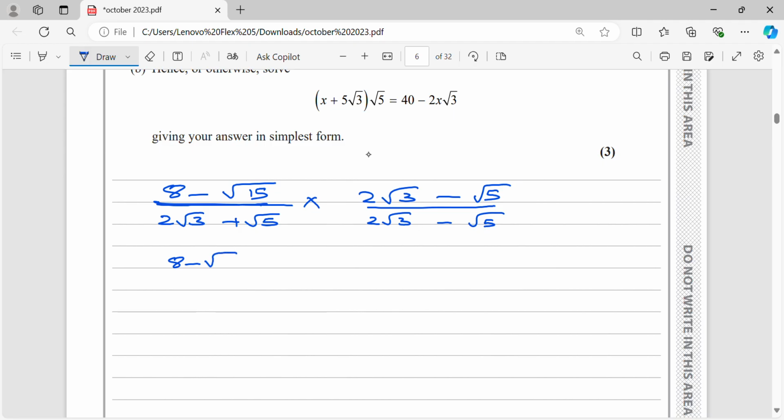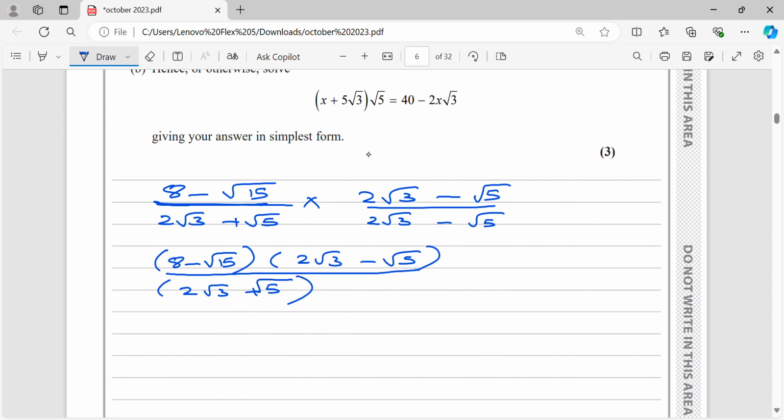So 8 minus root 15 into 2 root 3 minus root 5. And if I times the denominator, let me first write it down together. Then in the next step, we expand brackets.